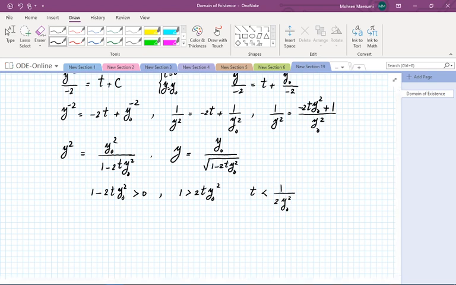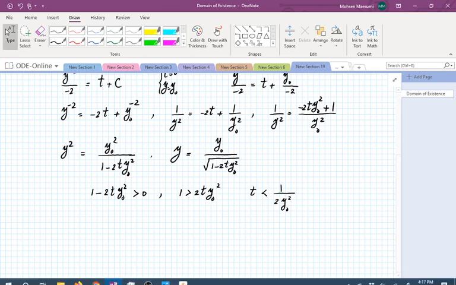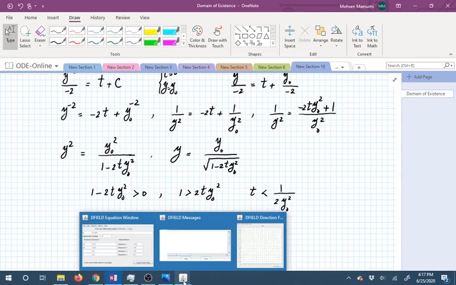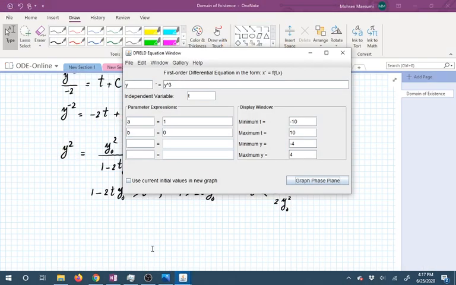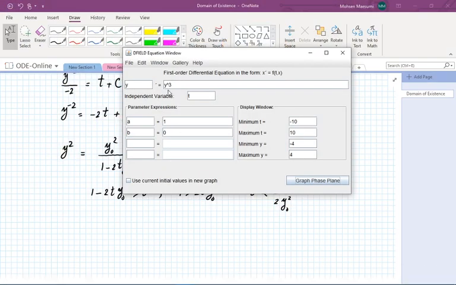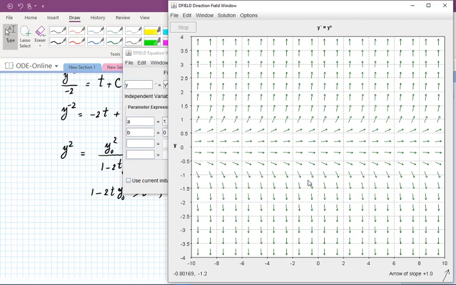So I hope that you have actually obtained the same solution yourself. Let's go ahead and play with our favorite software and see that it agrees with our answers. I have here the equation y prime is equal to y cubed. I go ahead and graph it. Here are my solutions. Remember, y0 is picked out of this line.